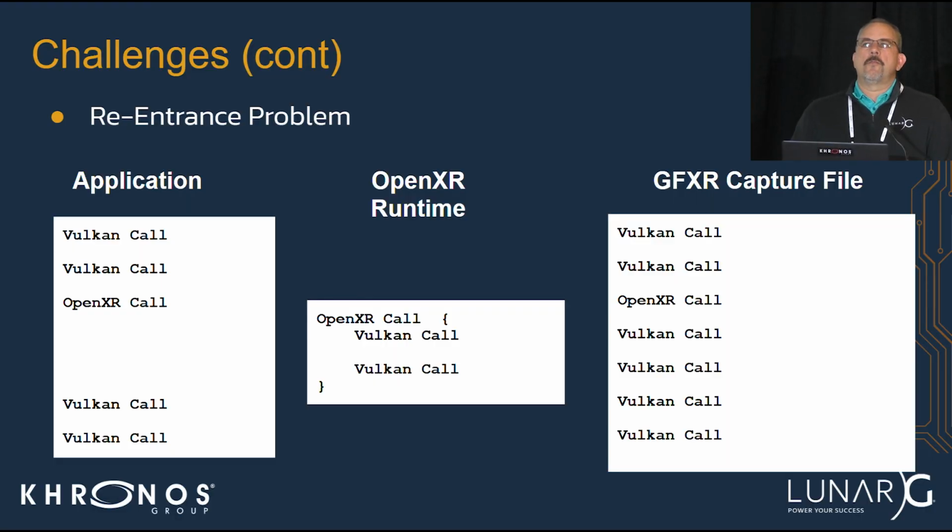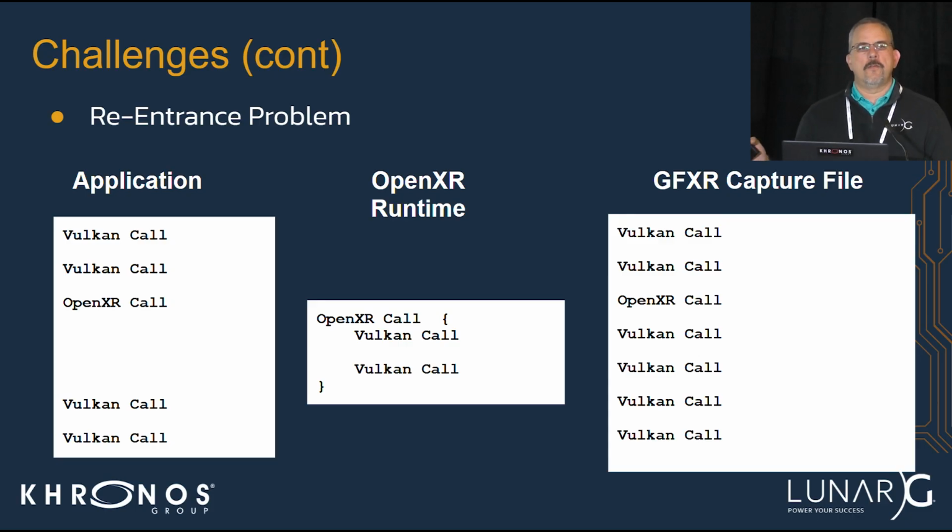We ran into this problem. We call it a reentrant problem. I think John Zuloff actually called it this. What happens is, as I mentioned, OpenXR does not perform rendering itself. However, it does compositing. So it will use whatever rendering API you provide to do the composition for you. So in this case, your application makes Vulkan calls. It makes an OpenXR call.